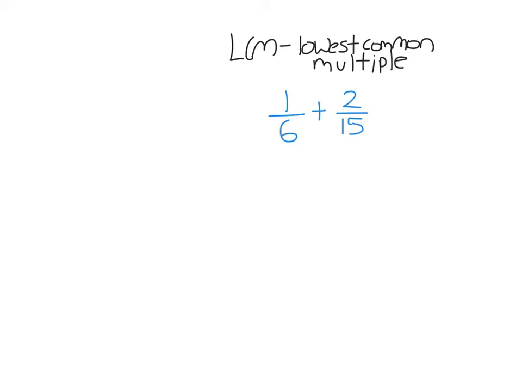So I want to make the denominator of each of these fractions equal to 30. What I'm going to do is I need to times this denominator by 5, because 6 times 5 equals 30.